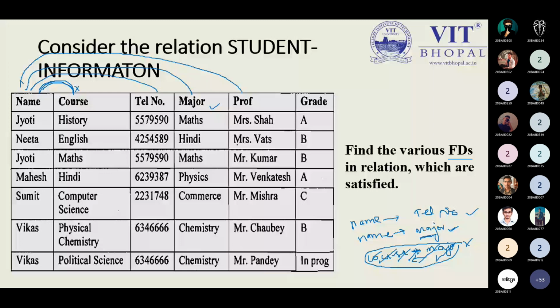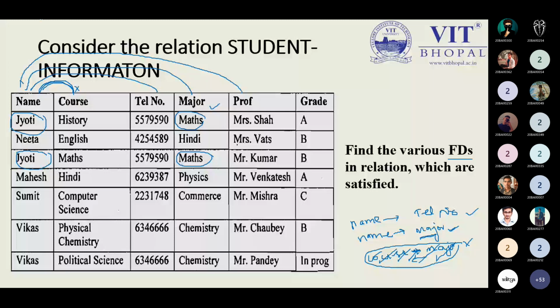Look at this point. Jyoti belongs to maths, and Jyoti also belongs to maths here. It means this is the relationship. From the data we can say there's a relationship between the name and major. If Jyoti were not opting for maths and were opting for a different course, then no functional dependency would persist. But it is persisting the same thing.